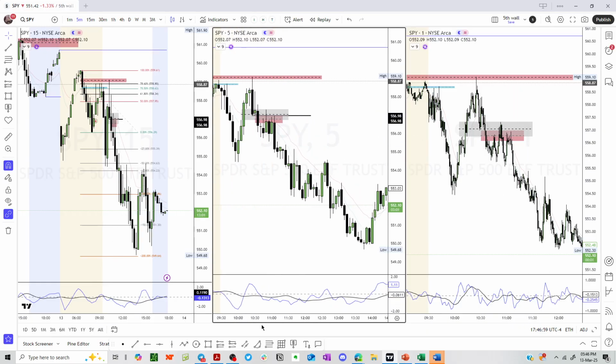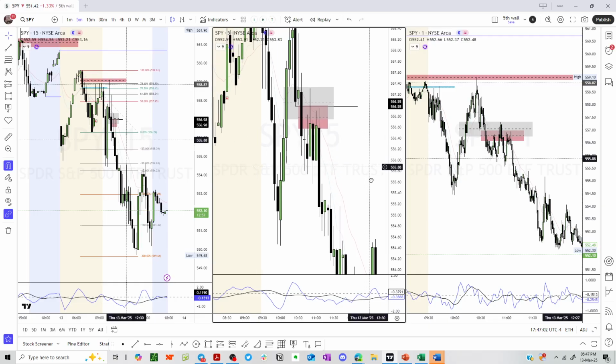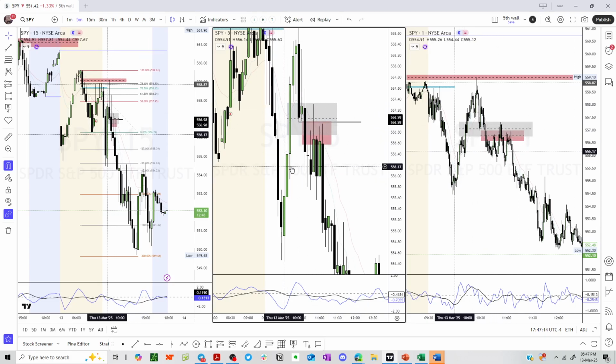Let me see how accurate is that. So the first, it didn't trade to the top of it, but consequent encroachment, good. This first one ran up, boom, valid, right?